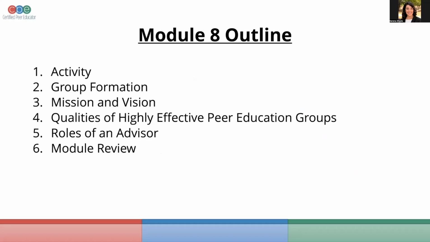We're going to look at group formation, mission and vision, qualities of highly effective peer educator groups, the role of your advisor/your program manager that you're going to be working under, and then we'll do a module review.